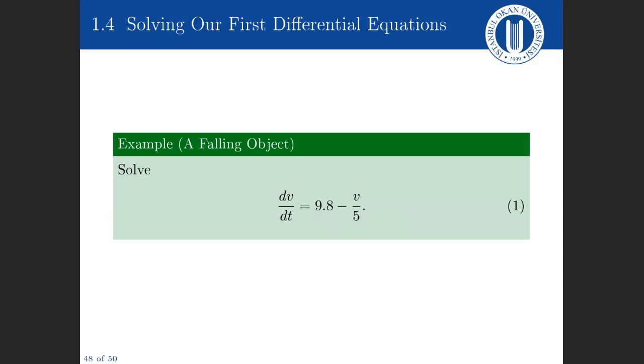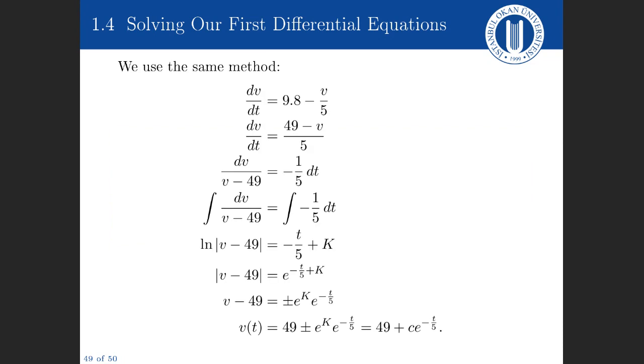We can solve the falling object problem in the same way. Solve dv/dt is equal to 9.8 minus v over 5. Here's the whole calculation. First thing I want to do is rearrange this. I want to move all of the v terms to the left and all of the t terms to the right. So first I change the right-hand side to 49 minus v over 5, because of course 49 divided by 5 is equal to 9.8.